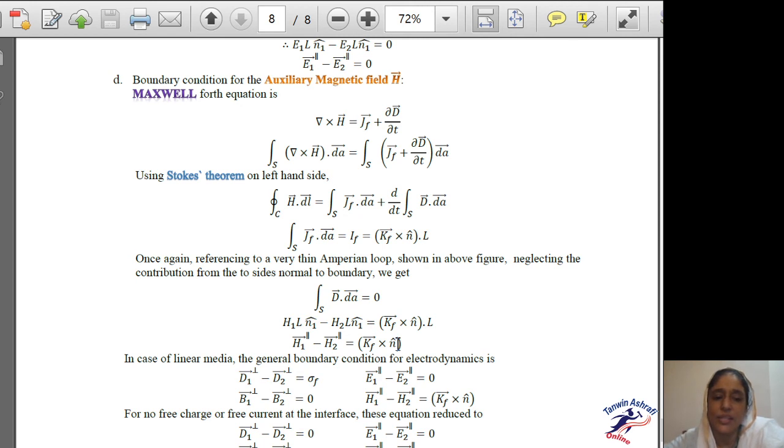In the case of a linear medium, the general boundary conditions for electrodynamics are: D1 perpendicular minus D2 perpendicular is equal to sigma f. E1 parallel minus E2 parallel is equal to 0. B1 perpendicular minus B2 perpendicular is equal to 0. And H1 parallel minus H2 parallel is equal to Kf cross n cap. In the case of no free charges or free current, the equations reduce to 0.